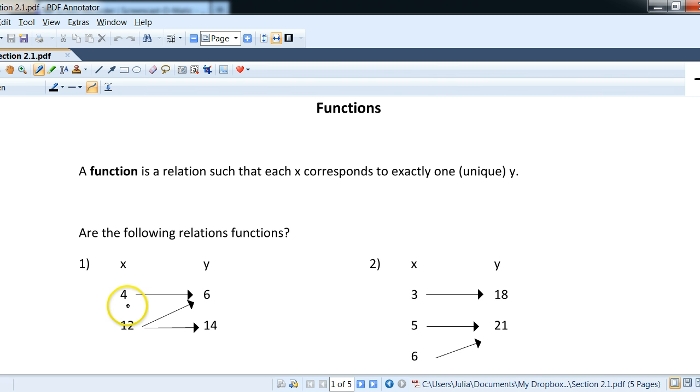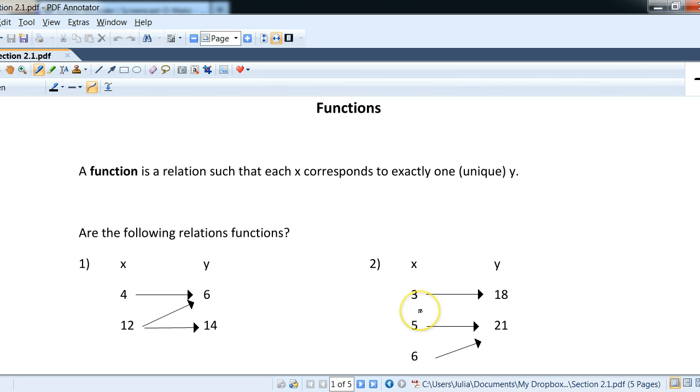Let's try to determine that. So let's take a look at the first one. Now note how 4 corresponds to 6, but 12 corresponds to 6 and 14. So notice, does this violate the definition of the function? Well, the answer would be yes, because you have one x corresponding to two different y values. So yes, it's not a function according to our definition.